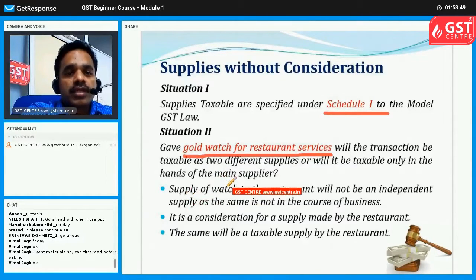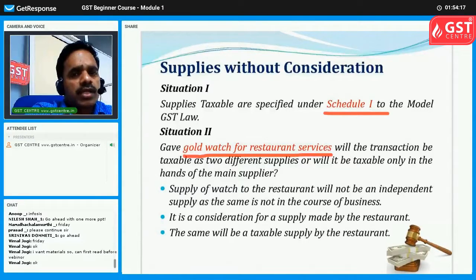How to treat that? In this scenario, I am giving a watch to the restaurant owner. In that scenario, the food given by the restaurant will be considered as a supply, and he is liable to pay GST to the government. But I am giving my watch to the restaurant. Is it a business transaction?